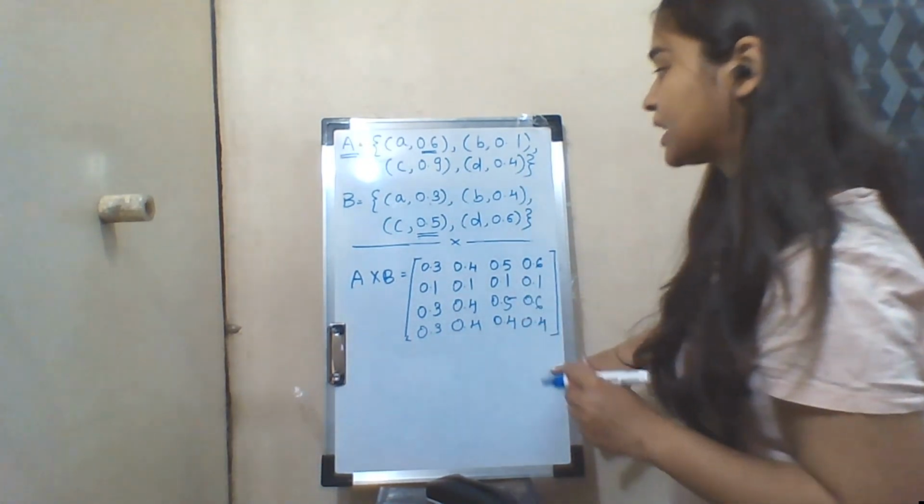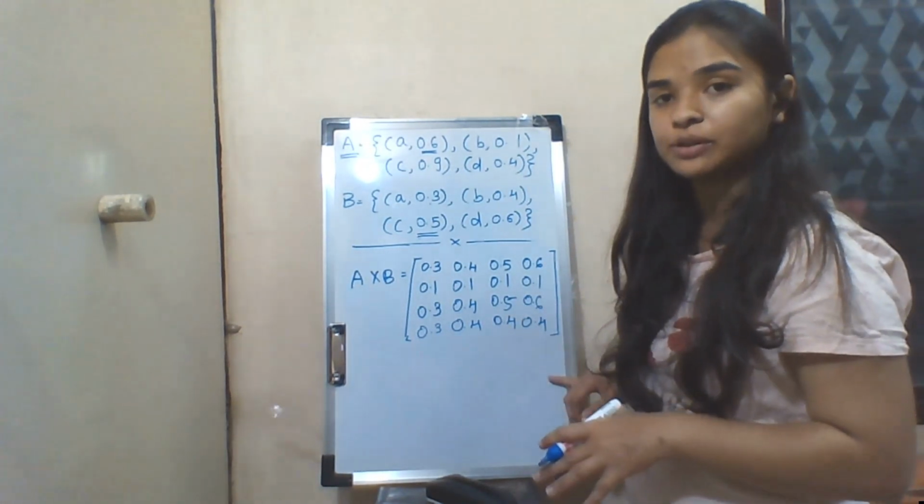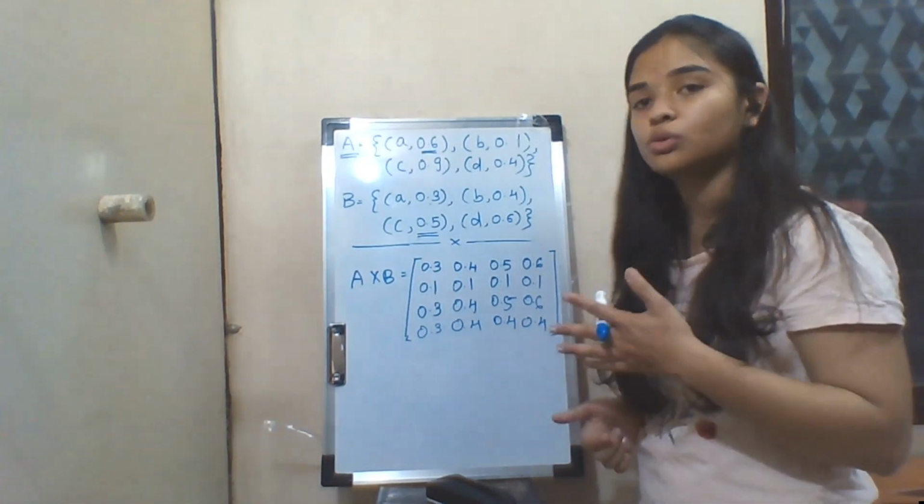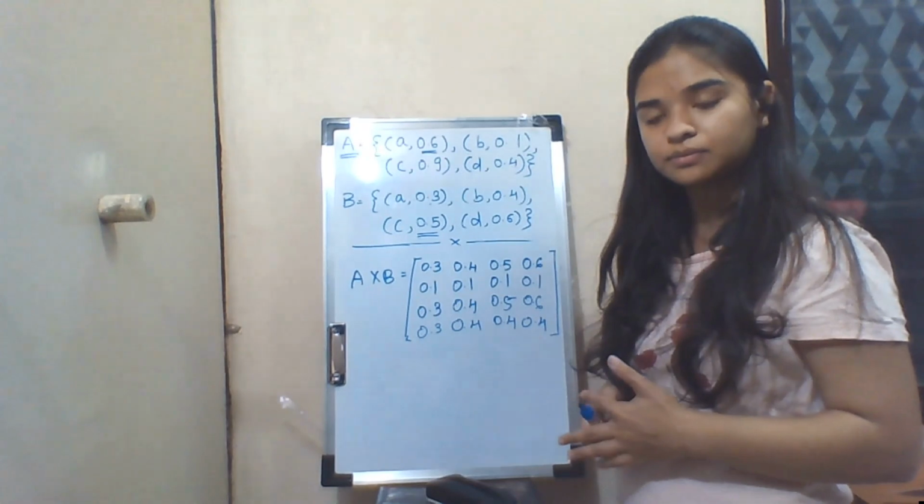This is the Cartesian product for the given example. I hope you have understood this concept. Now let's move on to the max-min composition.